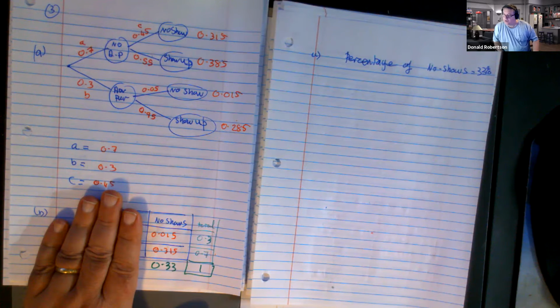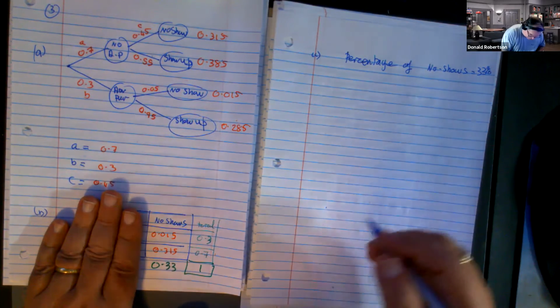Right, so it doesn't matter what kind of ticket they buy, 33% of the people aren't going to turn up for a flight. That's like 1/3 of the people. Okay. Question D.